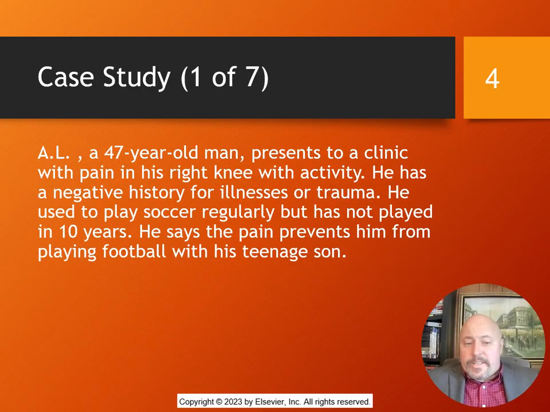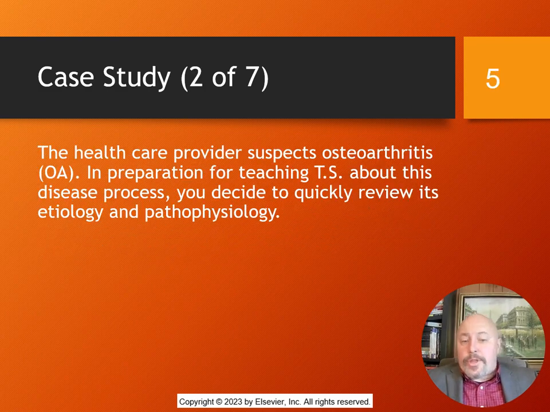In our first case study, AL, a 47-year-old man, presents to a clinic with pain in his right knee with activity. He has a negative history for illnesses or trauma. He used to play soccer regularly, but he has not played in 10 years. He says the pain prevents him from playing football with his teenage son. The healthcare provider suspects osteoarthritis. In preparation for teaching the patient about this disease process, you decide to quickly review its etiology and pathophysiology.